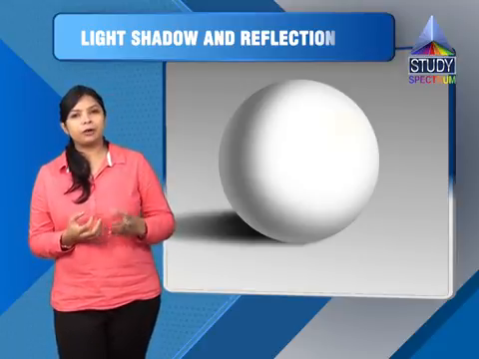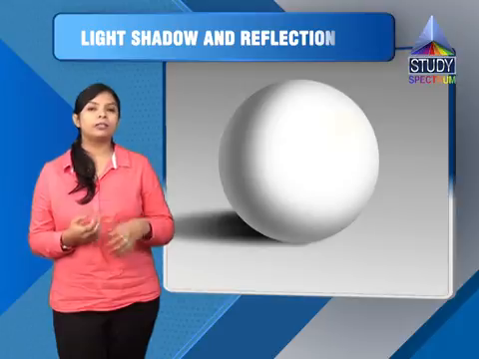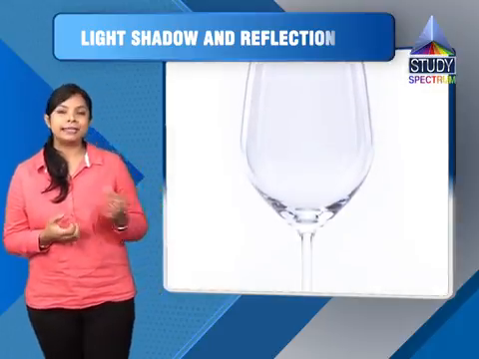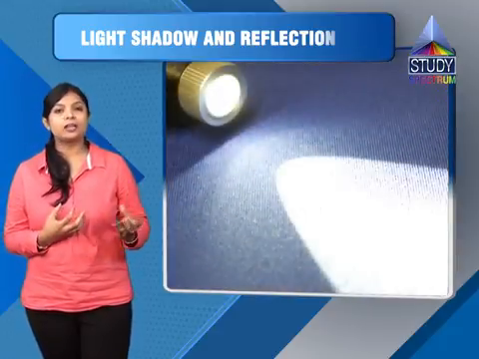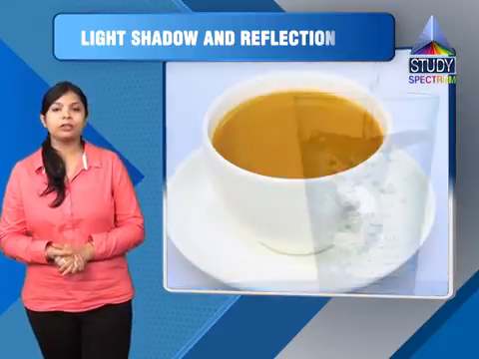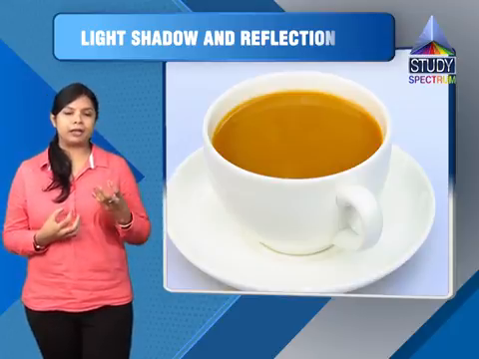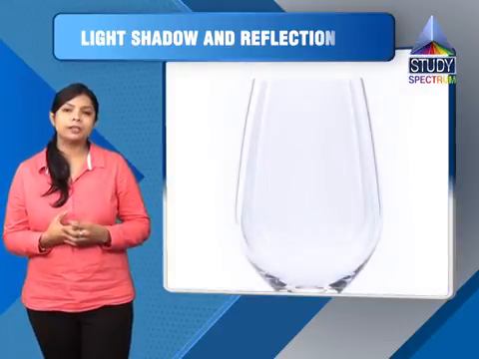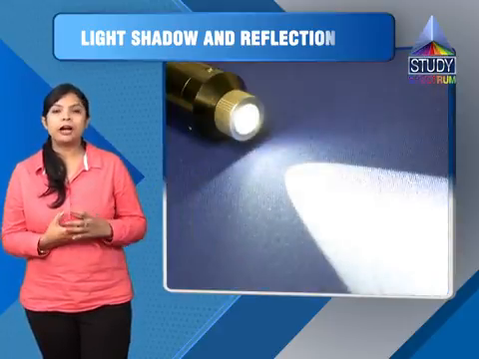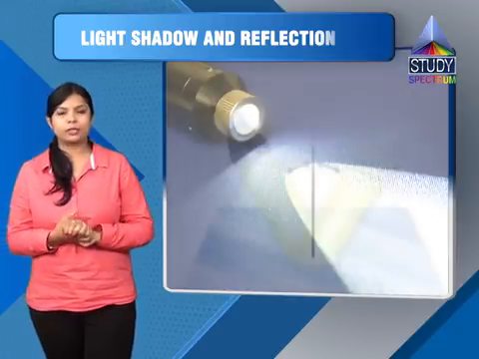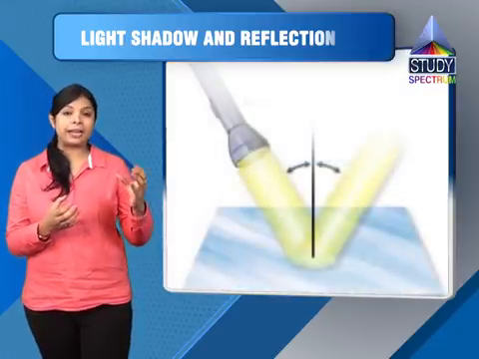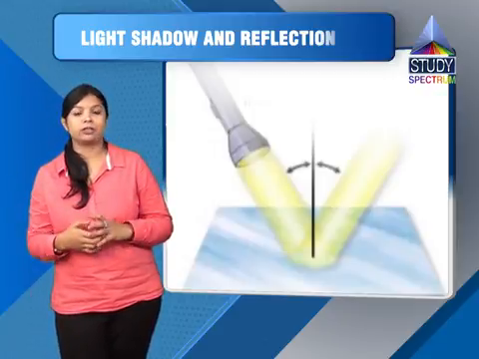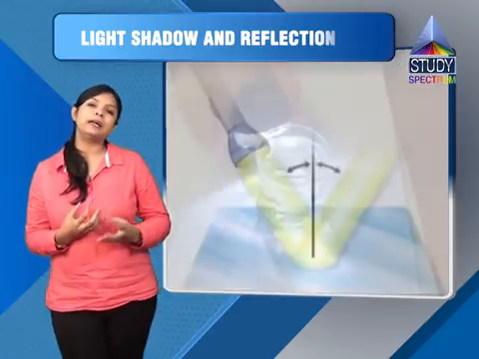Other than that, you can also perform another activity. For this, what do you need? You need a transparent glass, a lighted torch, and milk, water and tea. Let us start with the first activity, in which you need a transparent glass, water and a lighted torch. What you have to do is fill the glass with water and place the lighted torch on one side, and try to see from the other side. Are you able to see the light?